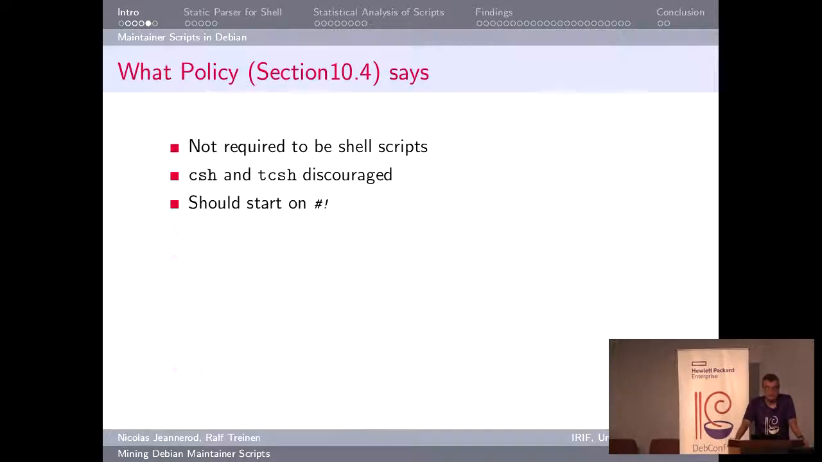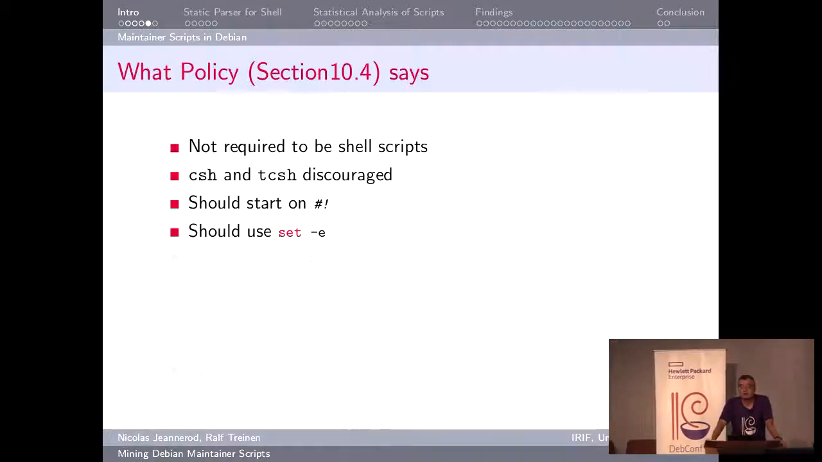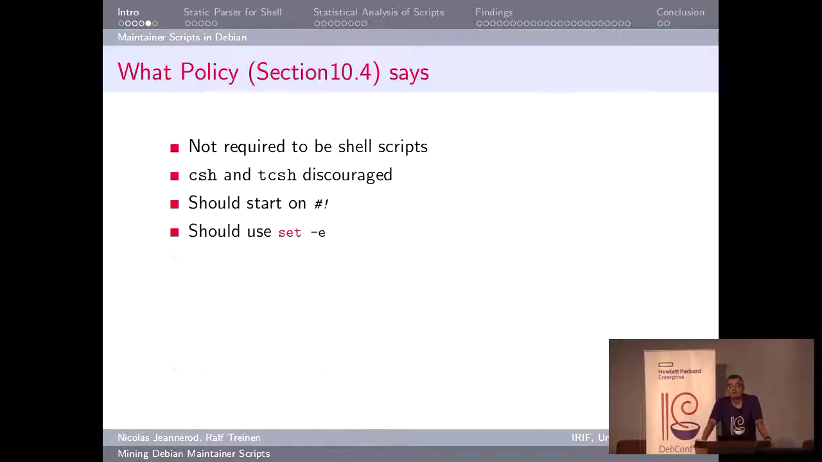The policy says that they should start with a shebang and indicate the type of the language which is used in the script. They should use set -e. Set -e puts the shell into a mode which we call in Debian the strict mode, but this is not a POSIX terminology. The strict mode means that when a command fails, then the shell script itself will fail and it will not continue execution of the script.